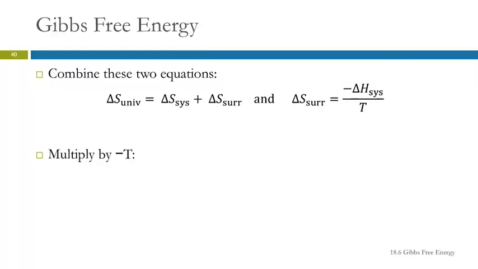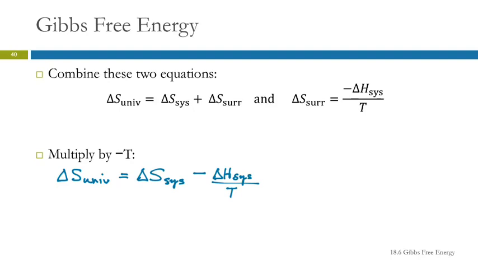So we can combine those two equations that we have come up with. We've got entropy of the universe is the system plus the surroundings, and then we've got the change in entropy for the surroundings is delta H over T. So hopefully I remember how I intended to do this. If we take delta S for the universe, that's going to be the change in entropy for the system, plus the change in entropy for the surroundings, which is negative delta H for the system over the temperature in Kelvin.